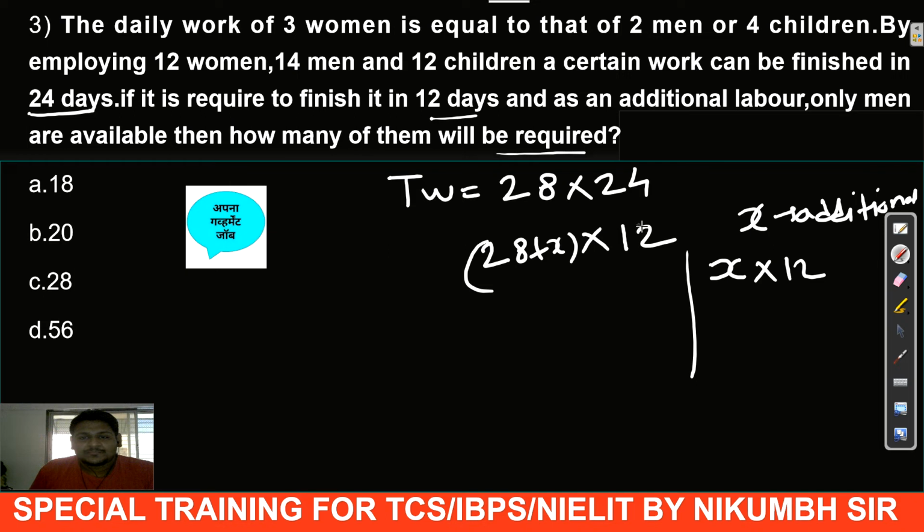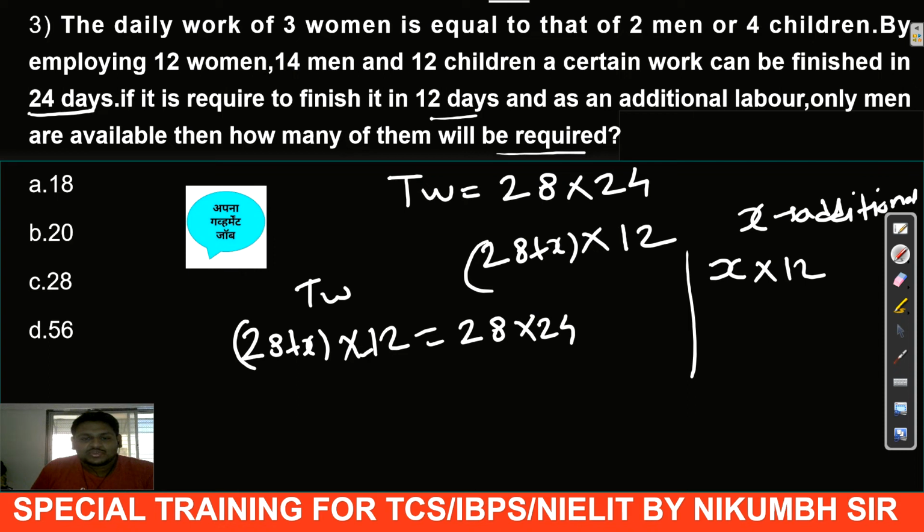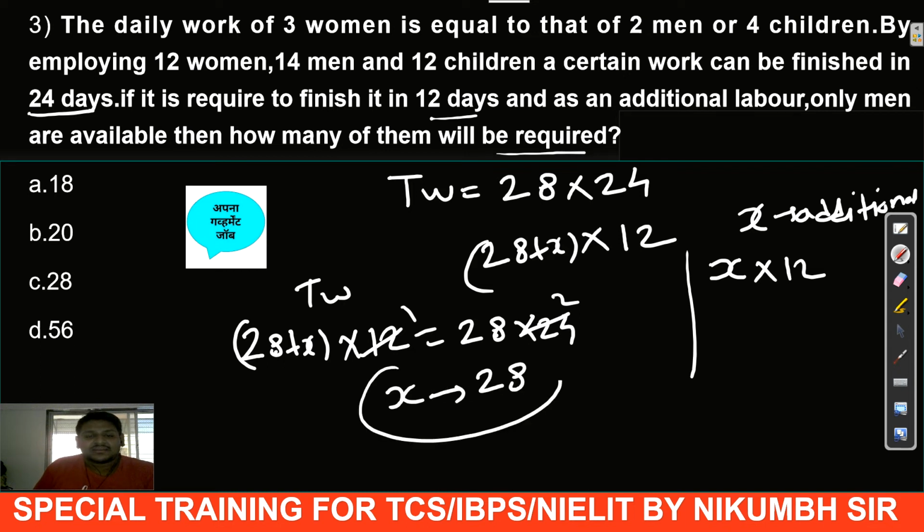See, first, just for your understanding I am writing 28 again here, because this is your total work and this is also total work. Total work is equal work, right? So it is like this. This is 2 times, 56, and 28 goes there, so it will be 28 again, and this is your x. So value of x is 28. Your answer is 28.